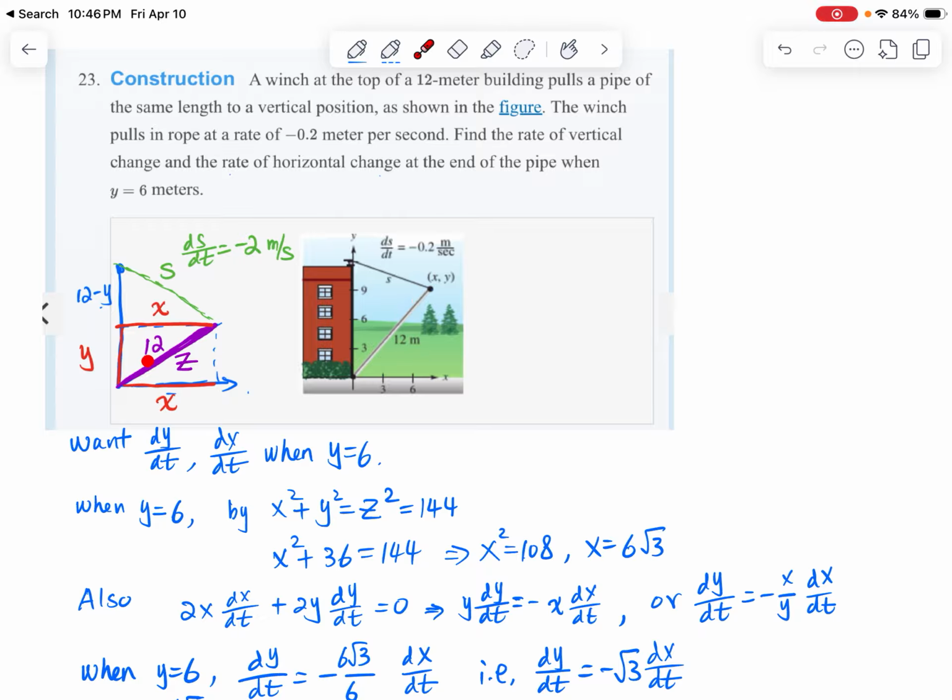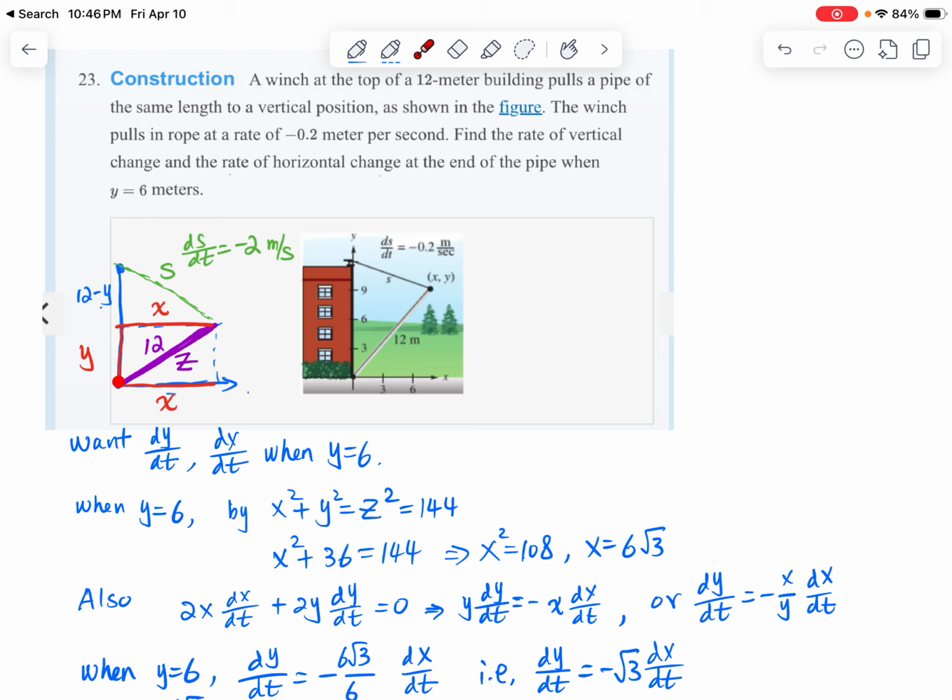So here, I'm gonna draw this diagram. This is the pipe, which I call z. So this length is fixed. The x coordinate I label x, and the y coordinate I label y. Please note that this distance is the same as this distance. That's why I label this as x.